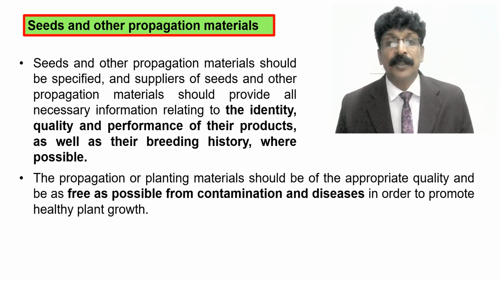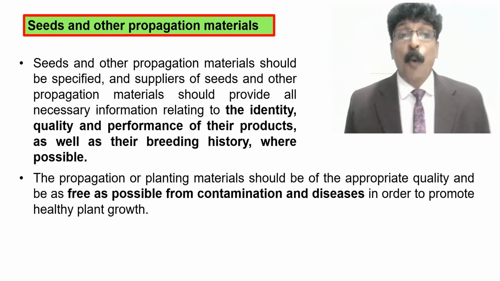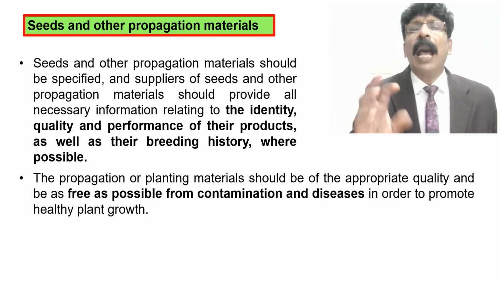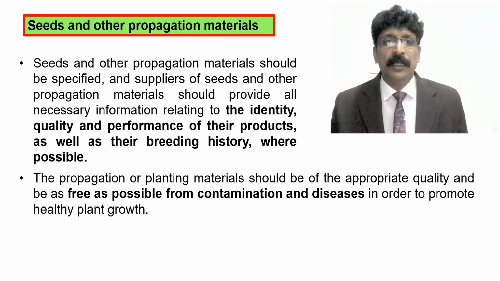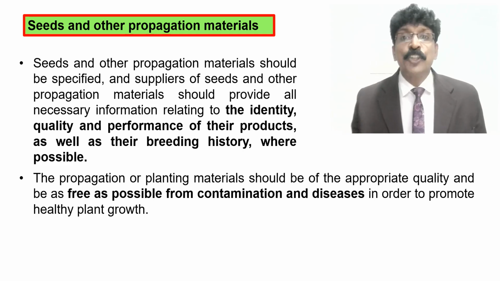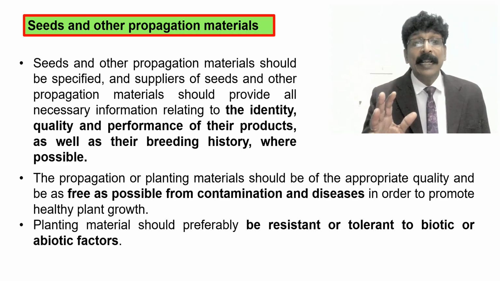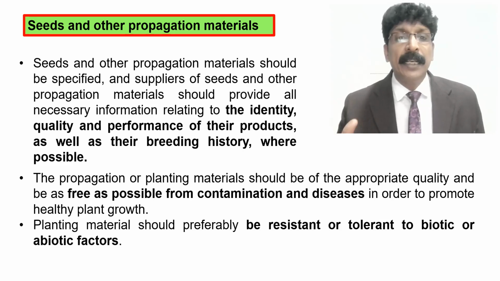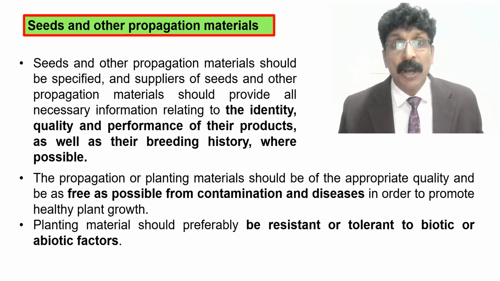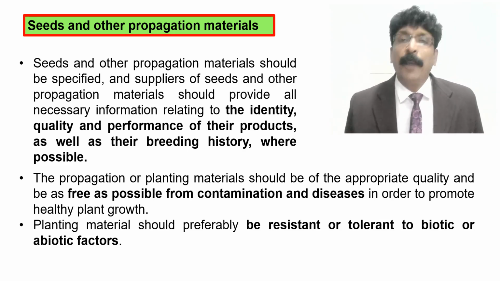The propagation of plant materials should be of the appropriate quality, and be as free as possible from contamination and diseases in order to promote healthy plant growth. Planting materials should preferably be resistant or tolerant to biotic or abiotic factors.